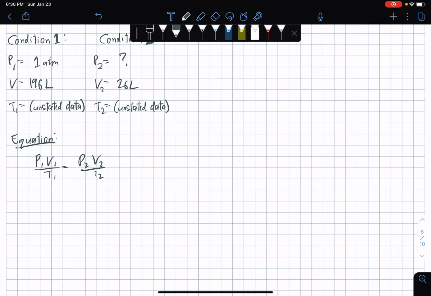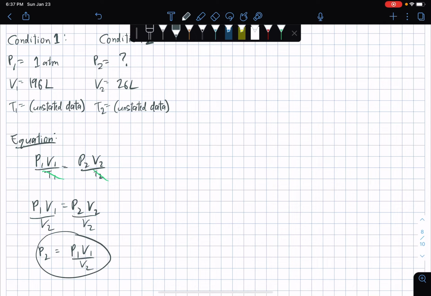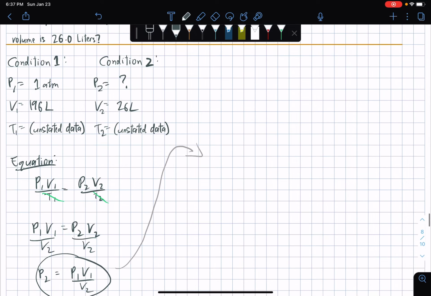Actually, no. Let's eliminate it first. Use literal equations. What we're trying to find is P sub 2, so divide both sides by V sub 2. So this is our formula. Let's move on to the solution part.